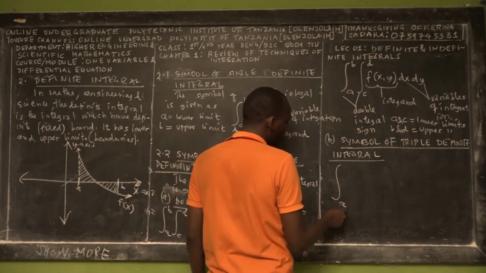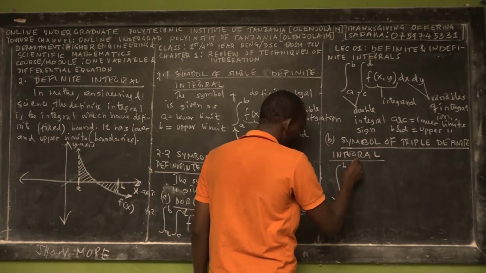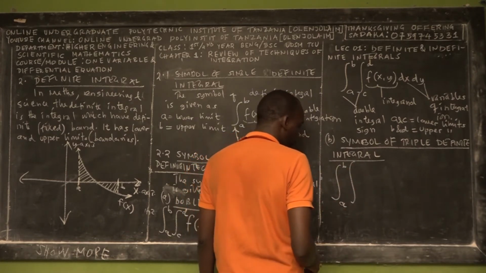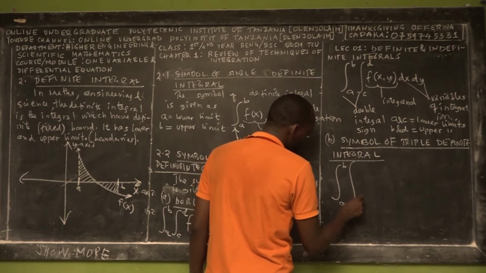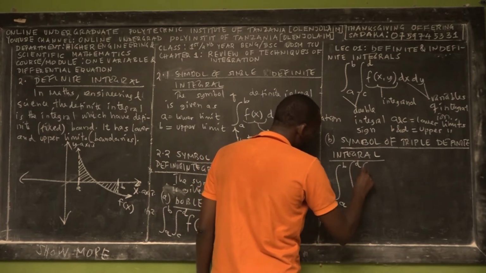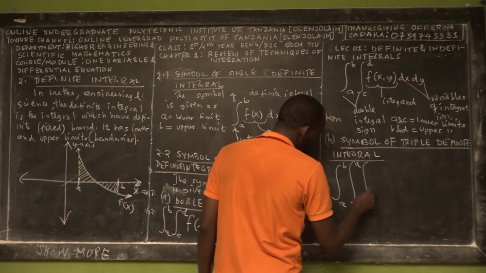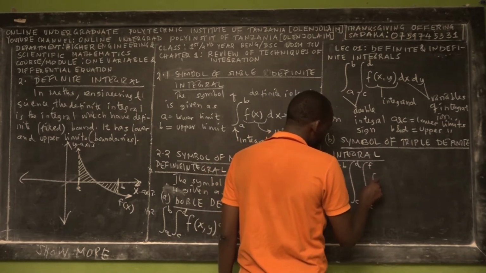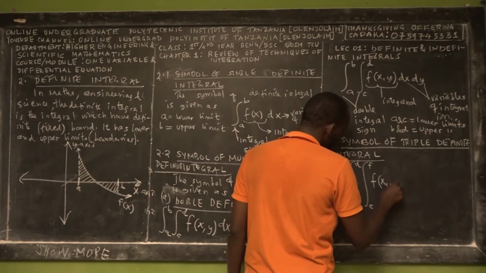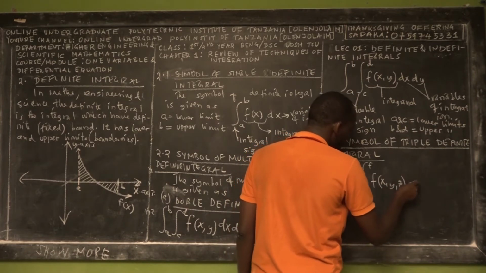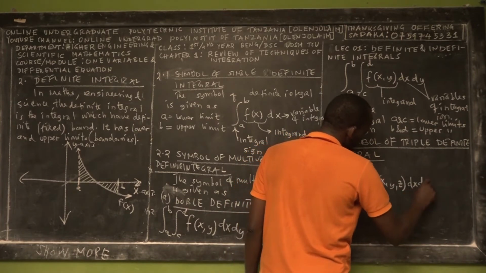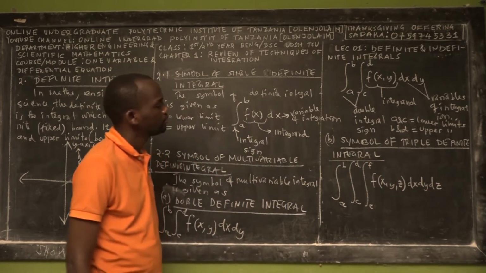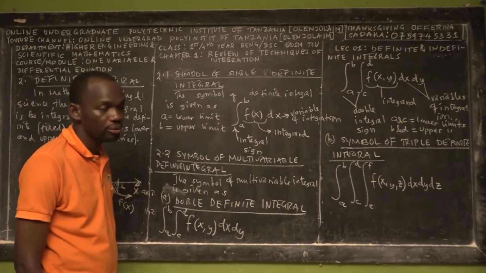So here we have to integrate from A to B, then integrate again a triple variable function from C to D, then integrate again from E to F. Our triple function, f of x, comma y, comma z, and you have the x, you have the y, you have the z. Okay, that's the triple integral side.